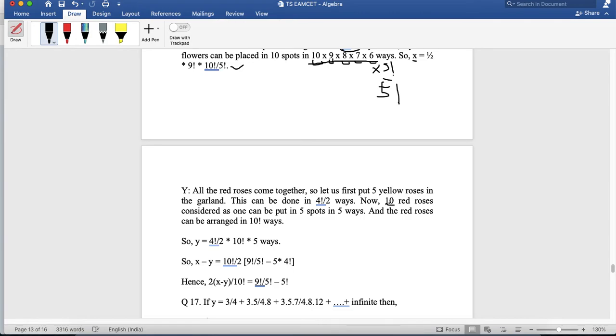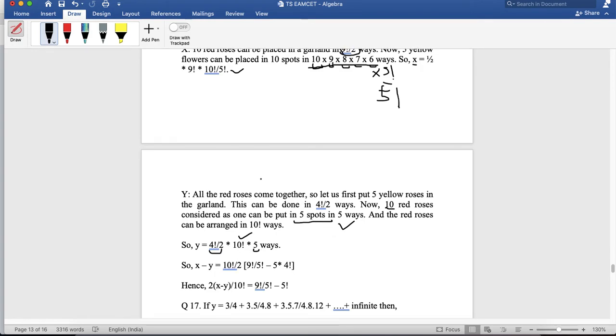Now I have 10 red roses and I want all the 10 roses to be together. How many options do I have for these 10 roses? I have 5 yellow flowers in a garland, so I have 5 spots open. I can put the 10 red roses in any of the spots available to me, so that can be done in 5 ways. So 4 factorial by 2 into 5 ways. But all the 10 red roses which are put together are all different, so they can be rearranged among themselves in 10 factorial ways. So this is 4 factorial by 2 into 10 factorial into 5.